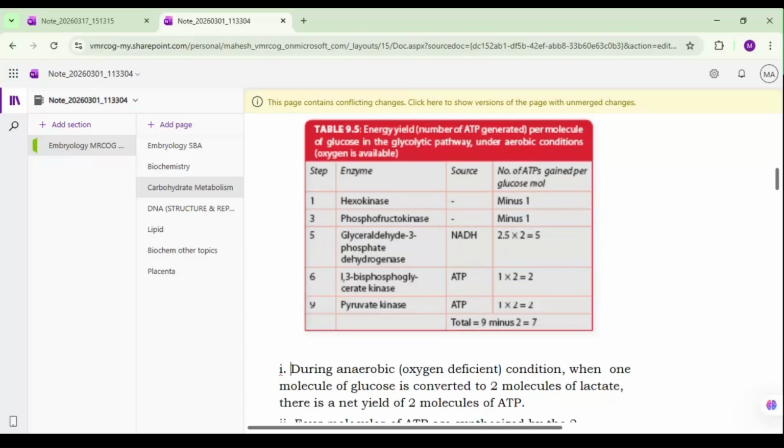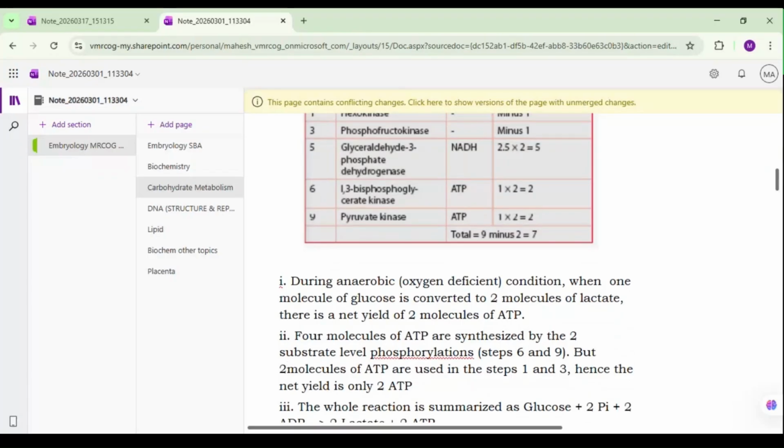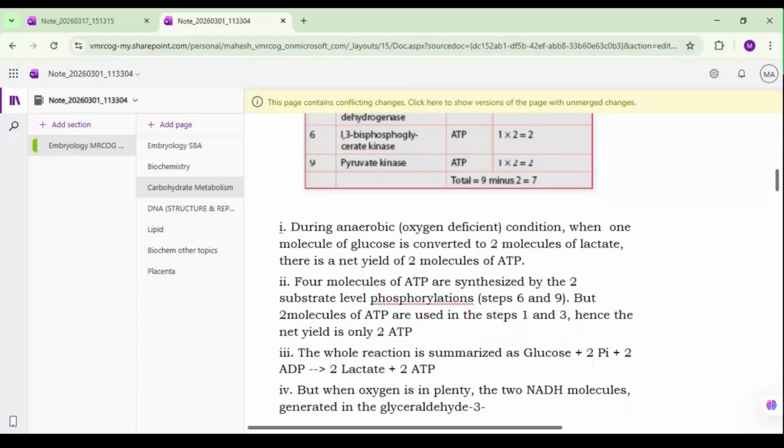Yes, sir. Yeah. So I will just read out the same thing what I have explained. During anaerobic, that is the oxygen deficient condition, when one molecule of glucose is converted into 2 molecules of lactate, there is a net yield of 2 molecules of ATP. Okay, SBA question. Then 4 molecules of ATP are synthesized by 2 substrate level phosphorylation, that is step 6 and step 9, but 2 molecules of ATP are used in step 1 and step 3, and hence the net is only 2 ATPs. Okay, this we have seen under the anaerobic condition. The whole reaction is summarized as glucose plus 2 Pi plus 2 ADP gives 2 lactate plus 2 ATPs.